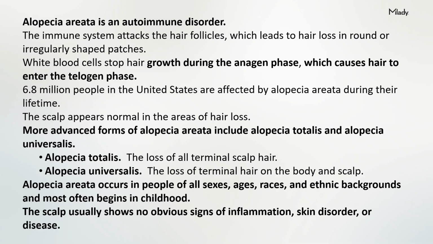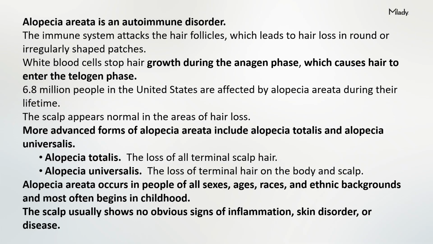The white blood cells stop the hair growth during the anagen phase, which causes the hair to enter the telogen phase, which means it skips the catagen phase. 6.8 million people in the United States are affected by alopecia areata. Remember, in my area, the autoimmune system is attacking my hair follicles during their lifetime. The scalp appears normal in the areas of the hair loss.